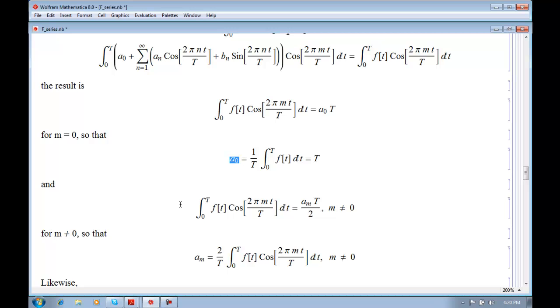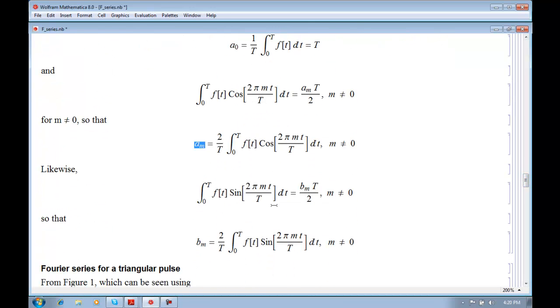And if we take values of m different from 0, then this integral will be equal to the corresponding Fourier coefficient multiplied by T over 2. So this gives us a formula for a_m. It's just this integral. And likewise, if we multiply by sine, almost everything drops out, and we'll just get the Fourier coefficient b_m is equal to this integral here. So that's about all there is to it.